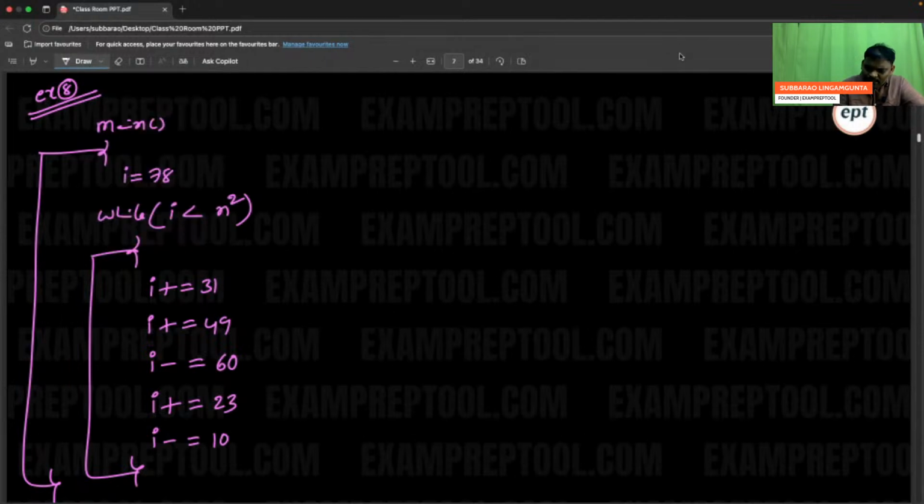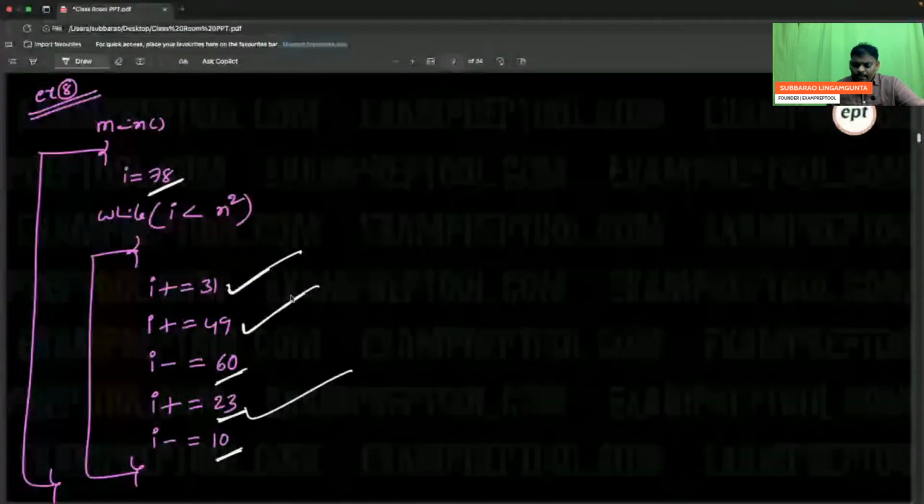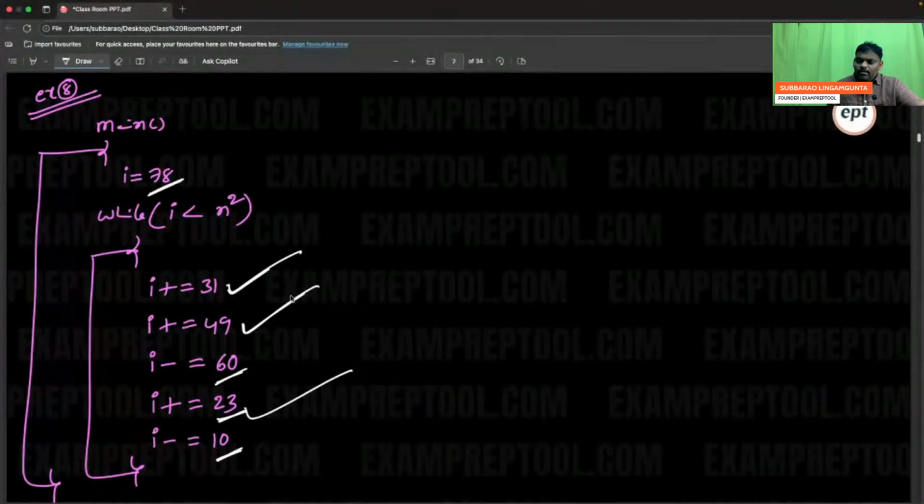If you observe clearly, constants don't matter that much. 31 is incremented first, 49 also incremented, so 60 is decremented, 23 incremented, and then 10 decremented. Overall 70 is decremented. How much is incremented? 31 plus 49 is 80, 80 plus 23 is 103. 103 incremented, 70 decremented, so overall it is 33.